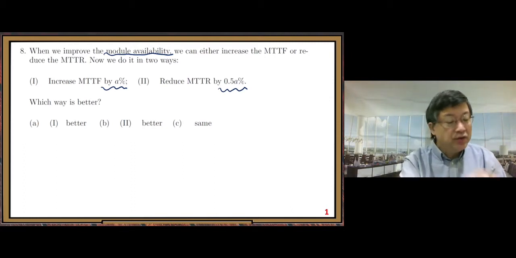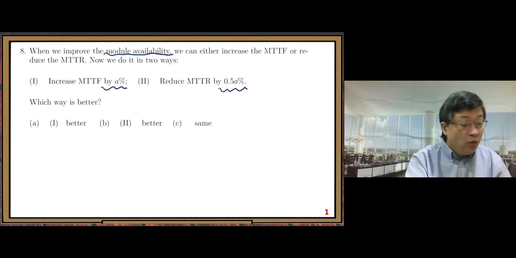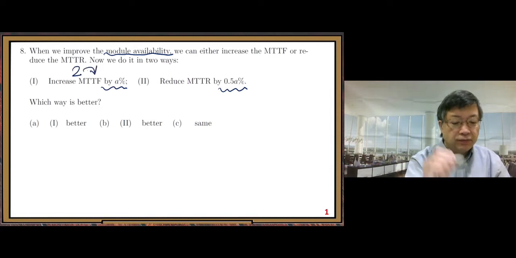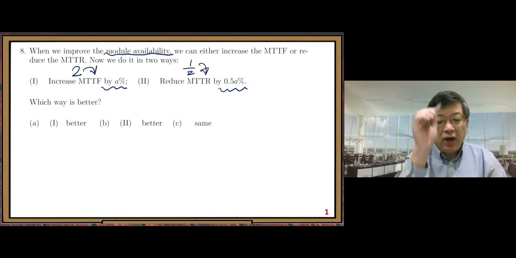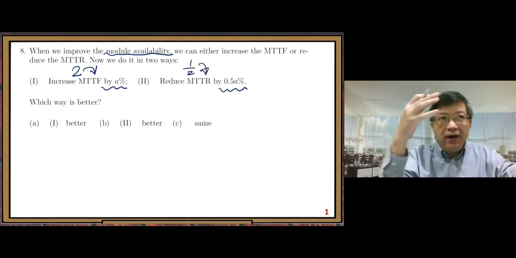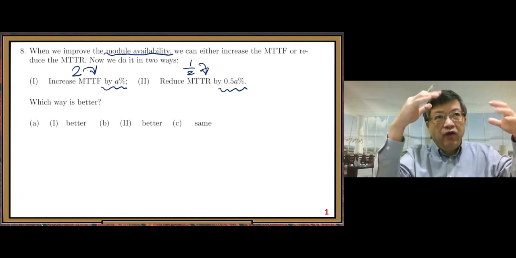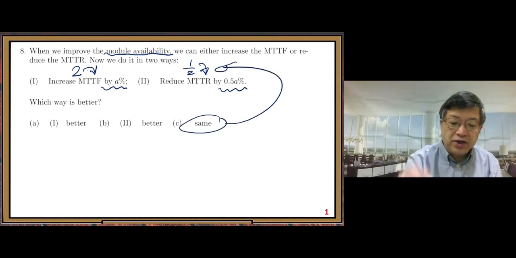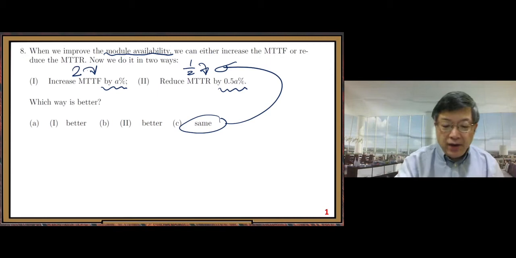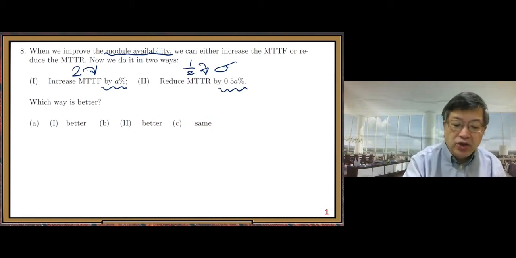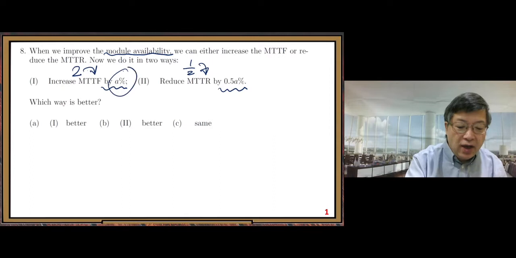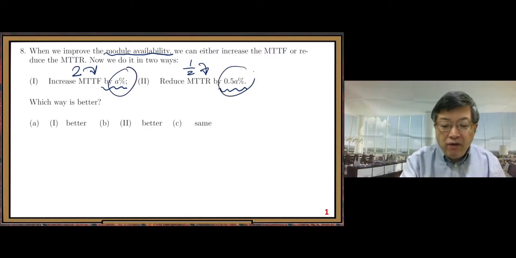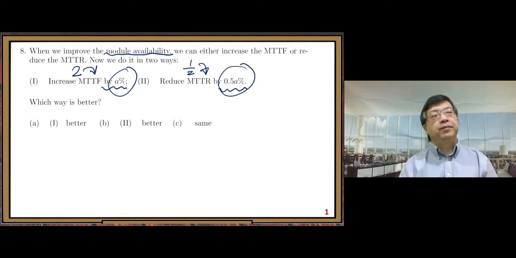First, we learned a similar example in our notes. In the notes, the question is like this: we double MTTF, and here we cut in half, multiply by 1/2. Then we compare. So we do the formula transformation. In that example, the result is the same. But here, the way we change is different, right? So 8% here and 0.58% there. Then we compare.